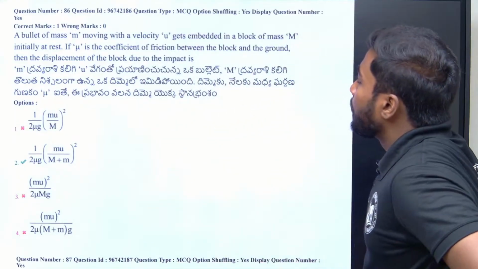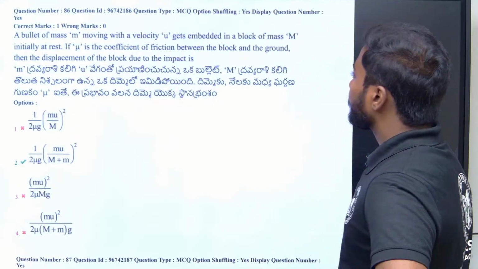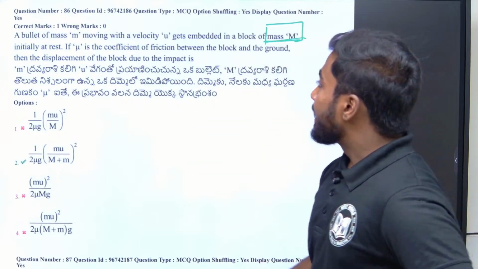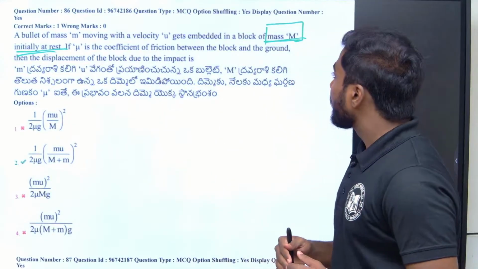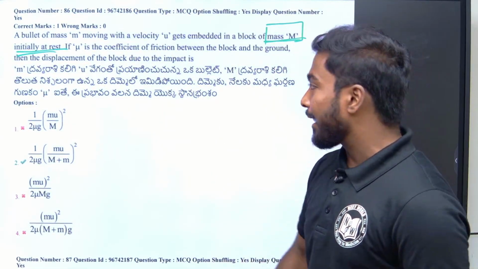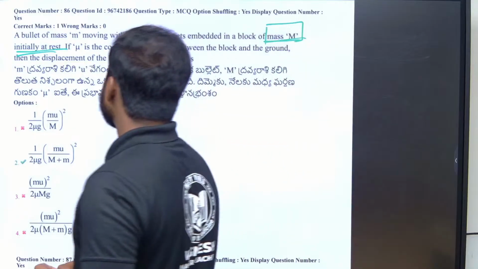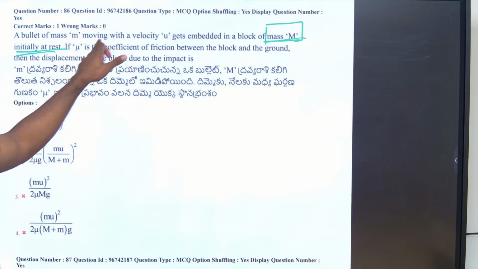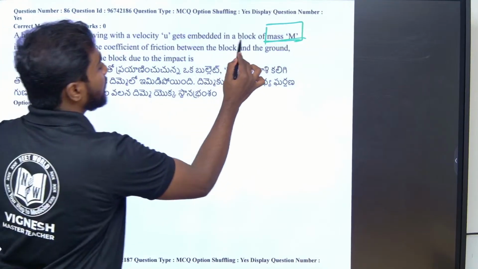Listen here. A bullet of mass m, moving with velocity u, gets embedded in a block of mass M. The block is initially at rest. If mu is the coefficient of friction between the block and the ground, then find the displacement of the block due to the impact. So a collision happens now. Initially it was u and the mass is m. After that it becomes m plus M, bullet mass plus the block mass, right?